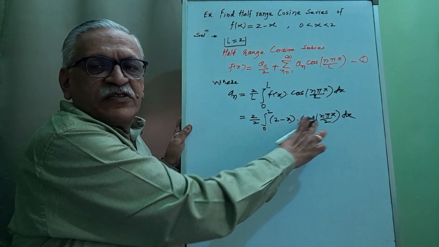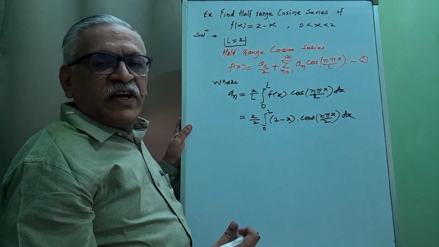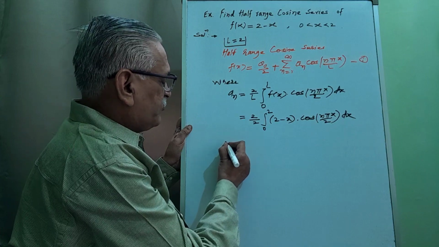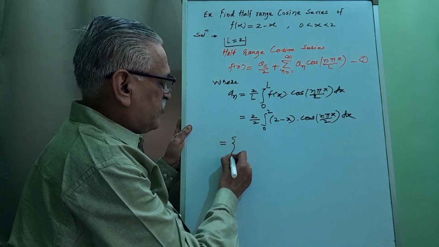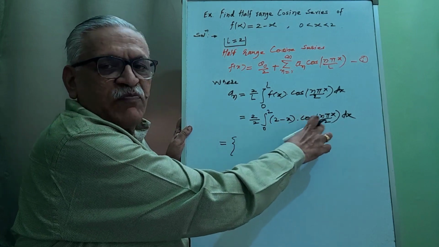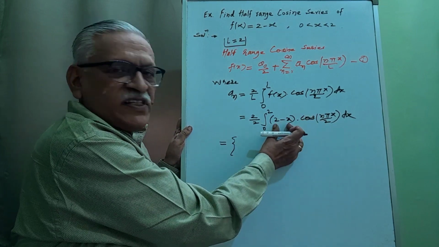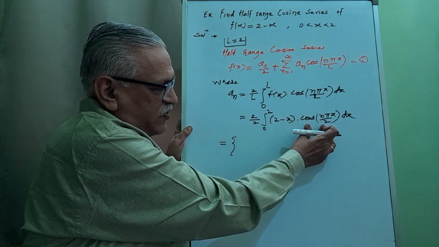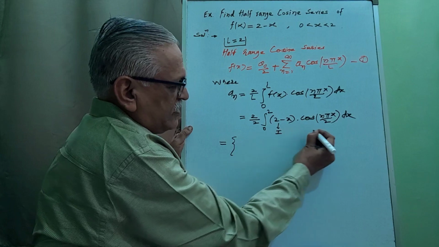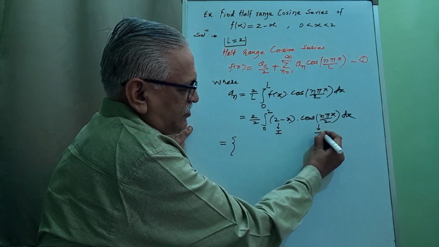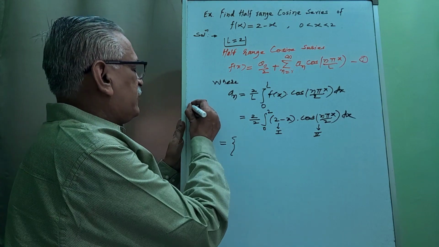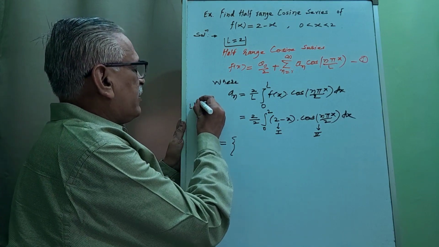As here it is a product of two functions of x, we integrate it by generalized integration by parts. The first term is 2 minus x, the second term is cos n pi x by 2. The first one is algebraic, the second one is trigonometric. Therefore, algebraic we consider as the first term and trigonometric as the second term, as per the LIATE rule.